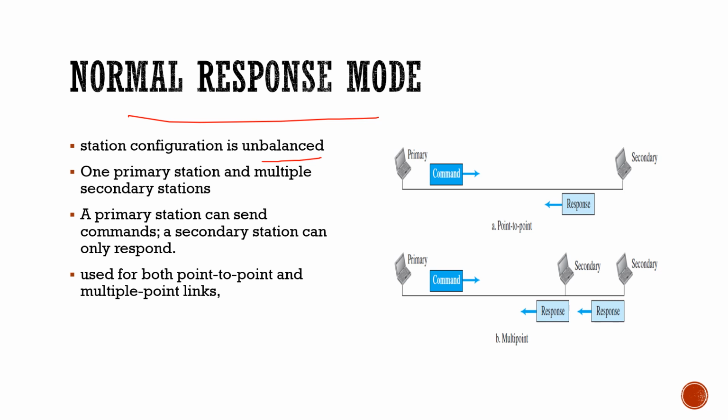So here only the primary can send any commands, or only the primary can initiate the data to be sent. The secondary node can only respond to it. So we are saying it is unbalanced. In this we can have point-to-point, where we'll have one primary and one secondary, but in multi-point we'll have one primary node and more than one secondary node. So this is normal response mode. Normal response mode is an unbalanced mode because communication can only be initiated from the primary. The secondary can only respond to it.